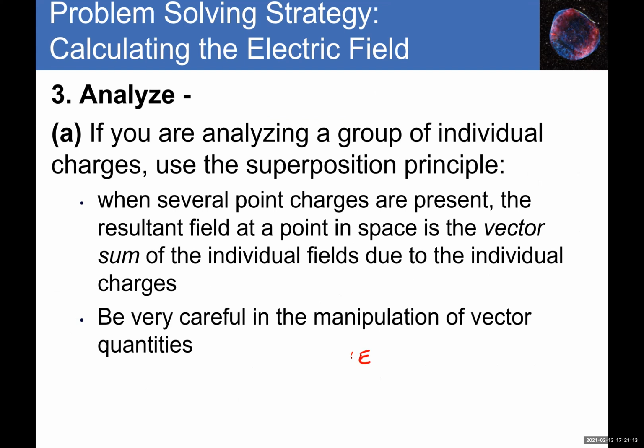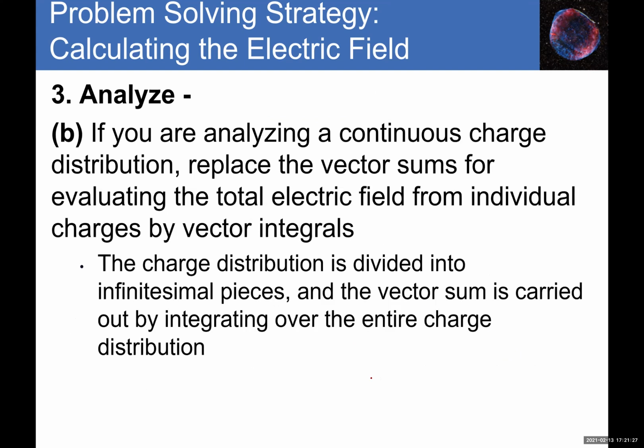Superposition principle means that the net electric field equals electric field 1 plus electric field 2 plus, up to some n number of electric fields added together. Obviously, if you're analyzing a continuous charge distribution, replace the vector sums for evaluating the total electric field from individual charges by vector integrals. That means we have to do the integration. The charge distribution is divided into infinitesimally small pieces, and the vector sum is carried out by integrating over the entire charge distribution. That means E is equal to an integral of k dq over r squared r hat.